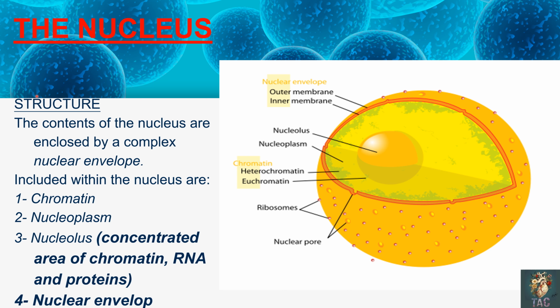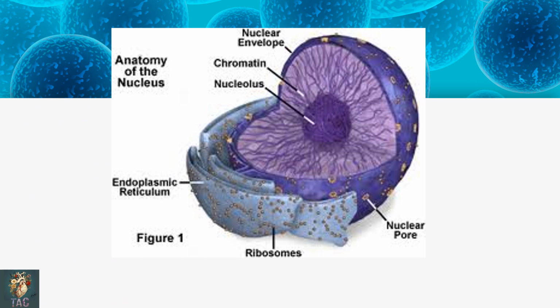So now we move on to the structure of the nucleus. The nucleus is enclosed by the nuclear envelope. Here you can see the nuclear envelope. It encloses the nucleus, and the nucleus contains different things like the chromatin, the nucleolus, and the nucleoplasm, which is present inside the nucleus. So these are the different components of the nucleus. We will discuss all of these one by one.